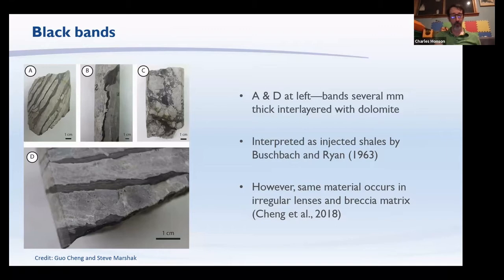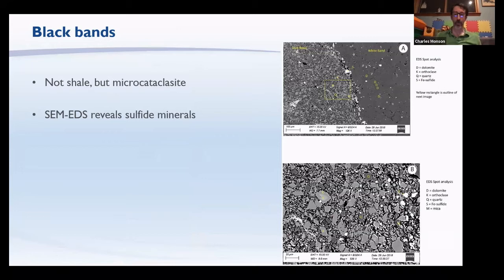So some of my collaborators at Texas Tech actually took a sample of, I think this one right here, and threw it under a microscope. And what they found was it's not shale at all. It's actually microcataclasite. When they looked at it under SEM, they found the quote unquote shale bands were full of teeny tiny little jagged rock pieces, you know, micro breccias. So over here, this part labeled white band, that would be the dolomite matrix. And then you have these bands of cataclasite shooting through it.